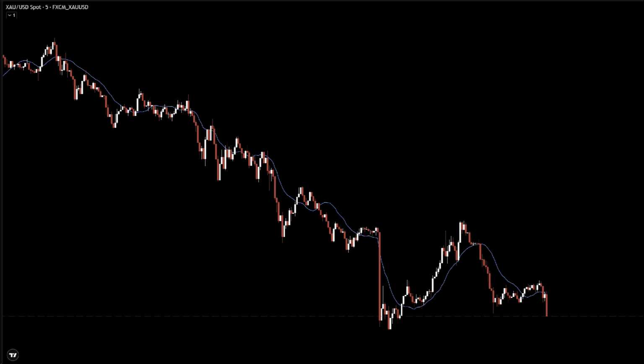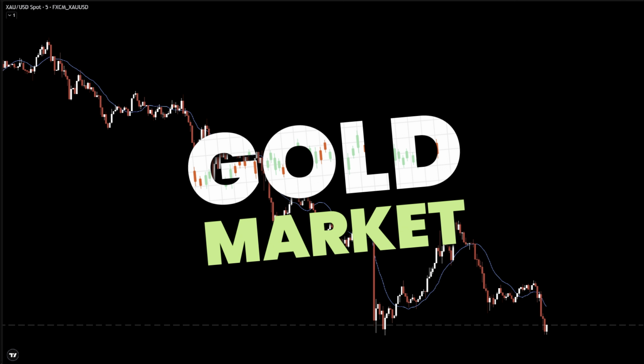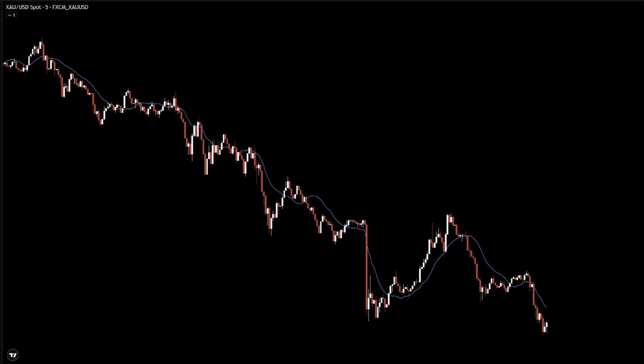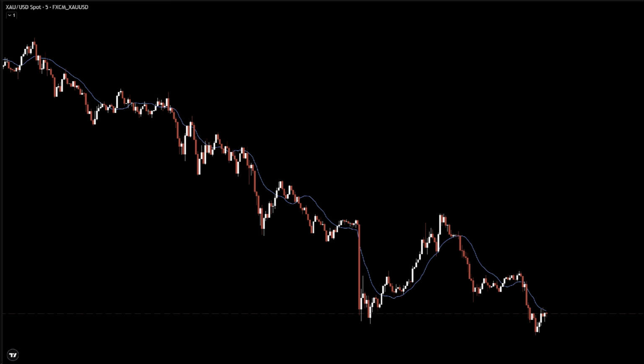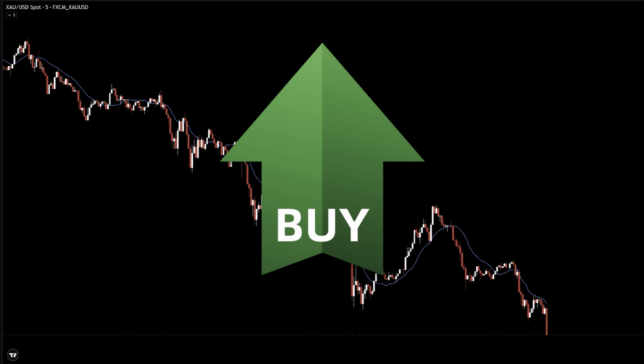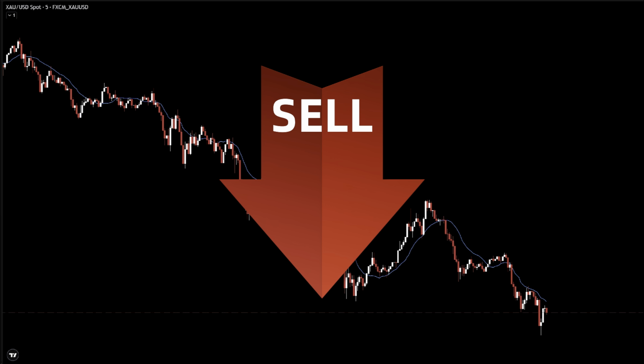Look at this line right here on the gold market chart. Most traders see this and think they've found the holy grail of day trading. Price crosses up, they buy, price crosses down, they sell. And yeah, sometimes it works.